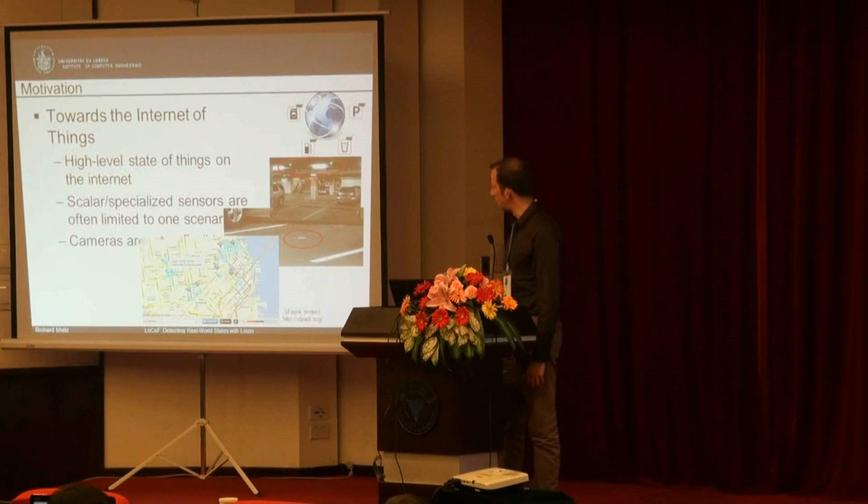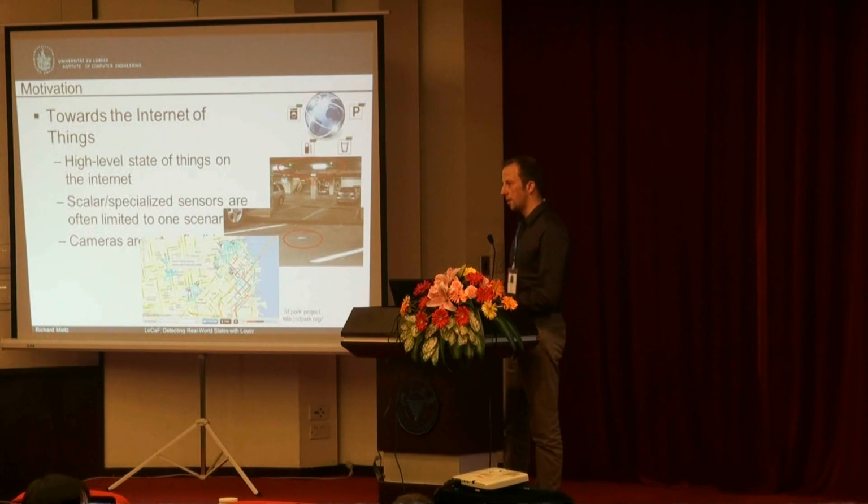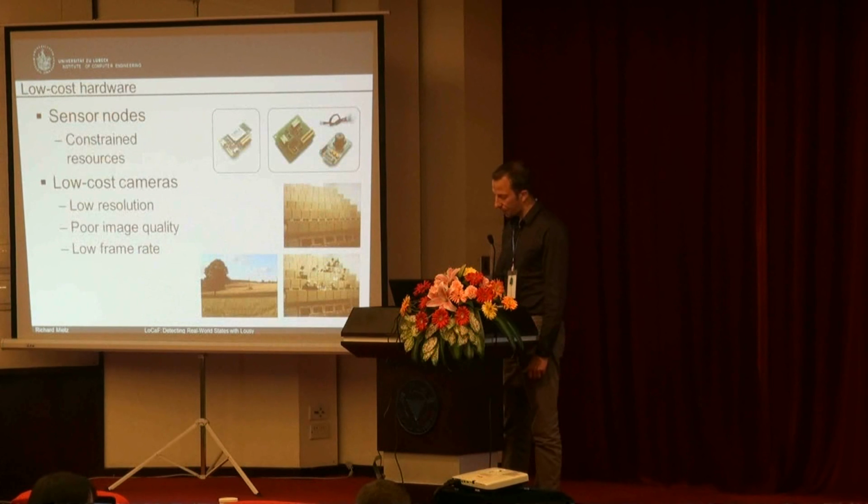So we want to use cameras. I hope it's the only slide where the pictures are covering the text. Cameras are more flexible because they can capture an image, and from this image we can get more information than from these SCADA sensors. So we use sensor nodes, which have constrained resources, as we all know, and we want to use low-cost cameras.